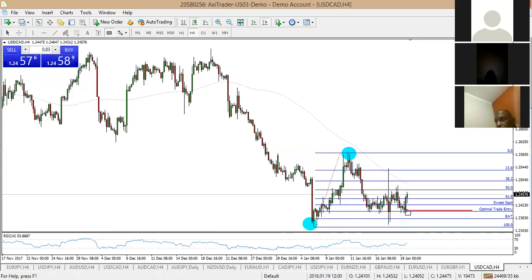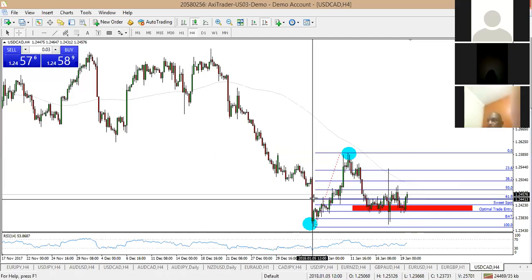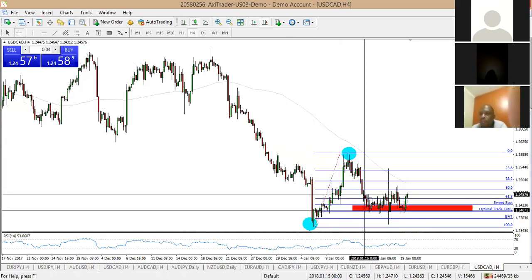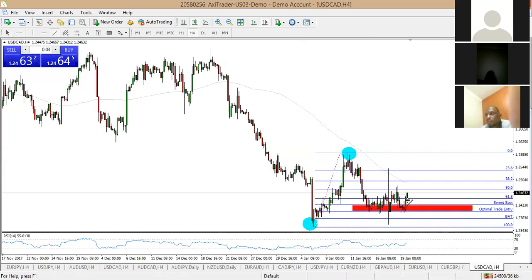This way we are buying USD CAD. We're buying USD CAD on this level. This is the buying zone for the USD CAD, you see. And we are currently waiting for the market to go above level 50. I will be explaining level 50, 38.2, and level 61.8, but currently I'm looking at this level and level 50. So what we're expecting in the marketplace is for price.